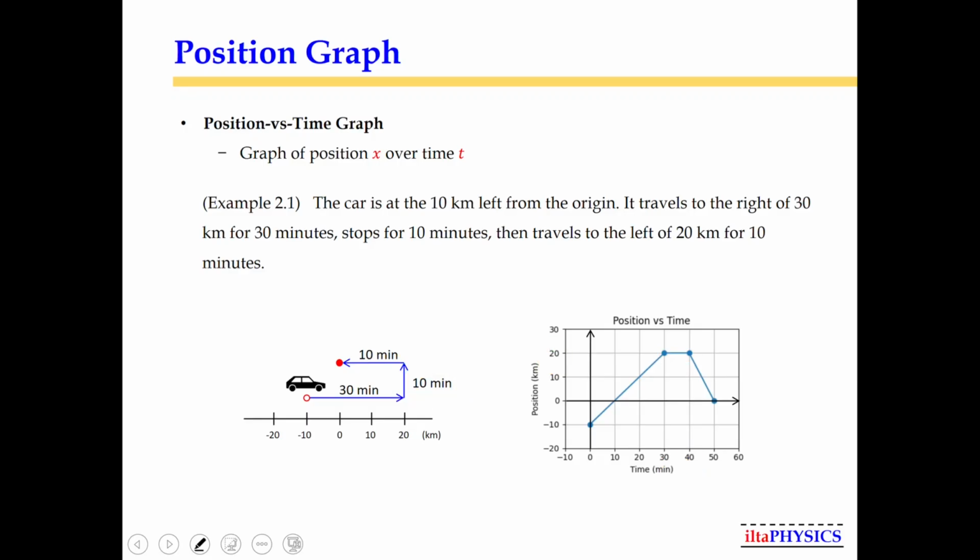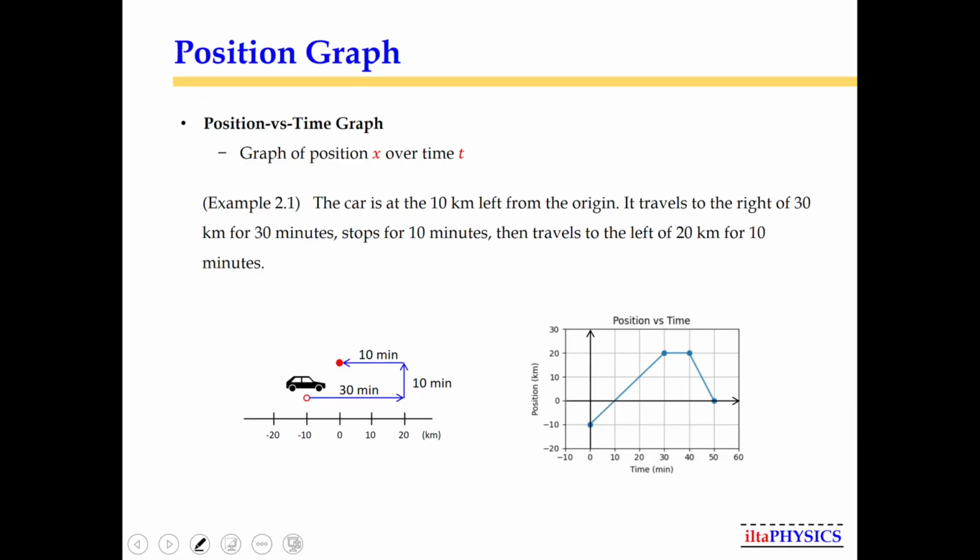Then again, from 40 minutes to 50 minutes, the car moved 20 kilometers to the left, so the final position of the object is at the origin. We show this motion as a straight line going down on the position graph. As you follow the graph along with the explanation, it's easy to understand. This is the position graph, which represents the motion of the object as a graph. Yes, we can see that the position graph does a good job of showing the object's motion.